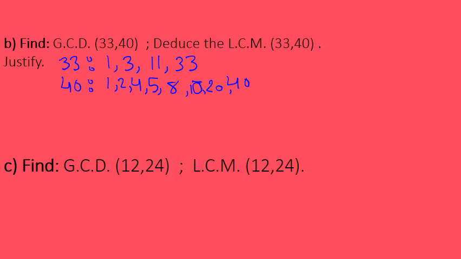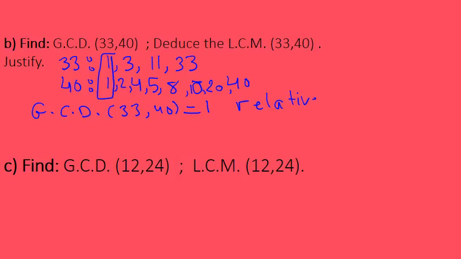Now, if you look at the divisors of 33 and 40, what's the common divisor between them? It's only 1. So what is the GCD of 33 and 40? The GCD is equal to 1. When we have two numbers whose GCD is 1, what do we call these two numbers? They are called relatively prime numbers.